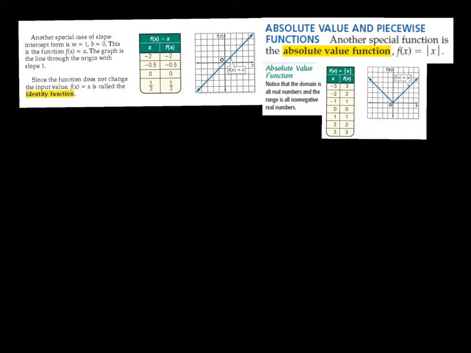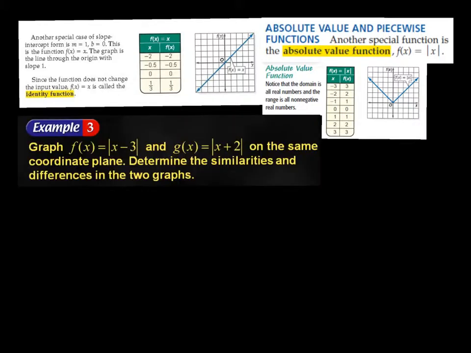Notice that the domain is all real numbers, and the range for the absolute value function is all non-negative real numbers. Graph f of x equals the absolute value of x minus 3, and g of x equals the absolute value of x plus 2 on the same coordinate plane. Determine the similarities and differences in the two graphs.